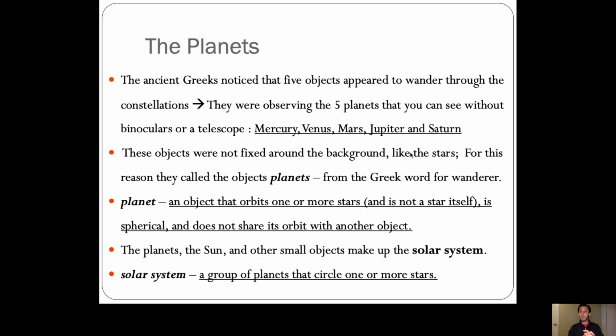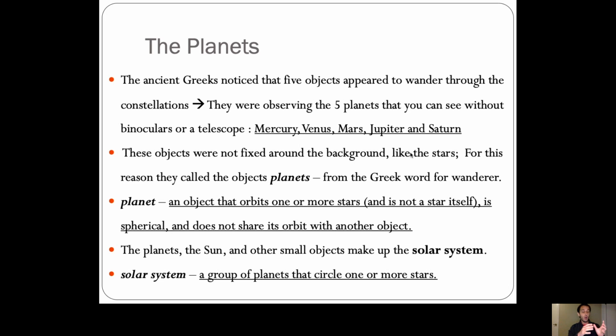Now, these objects were not fixed around the background. The stars are. The stars not really fixed, but because the distances are so great, it appears as though the stars are fixed where they are. They don't move. Okay. Now, for that reason, we called them planets, because planet is derived from the Greek word for wanderer. Okay, so a planet is an object that orbits a star.